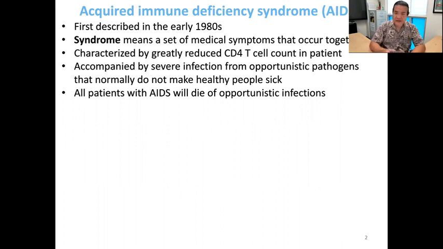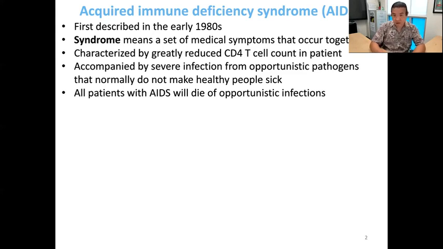Right? So much of that has to do with the role of having helper T cells around, the CD4 positive helper T cells. So as a result, AIDS is accompanied by severe infections from opportunistic pathogens that normally would not be the source of worry, because normally those types of opportunistic pathogens don't make healthy people sick.